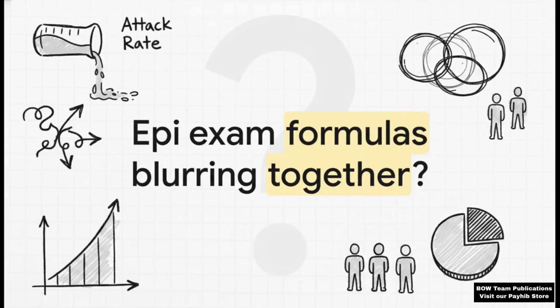You know that feeling right before a big exam when terms like incidence, prevalence, and attack rate all start to blur together and sound the same? Yeah, if you've been there, you are definitely not alone. It's a classic hurdle for anyone studying this stuff.